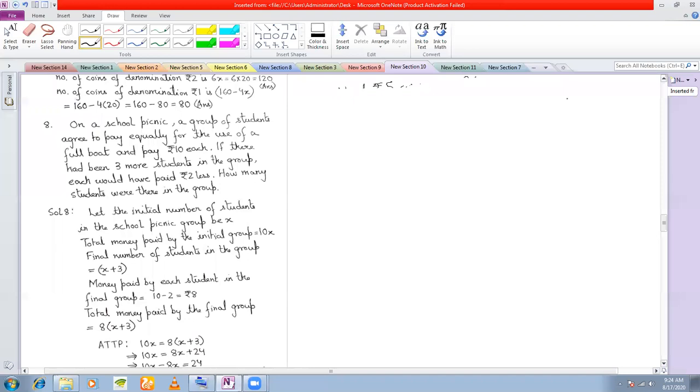Now, suppose the number of students in the school is 1,000. Then how much does each student have to pay? 10,000 divided by 1,000. That means what is happening? In the earlier case, when 800 students were there, you were paying more. But when the number of students goes up from 800 to 1,000, since the total cost of the picnic remains the same, each student pays less. So with this idea, we shall proceed.